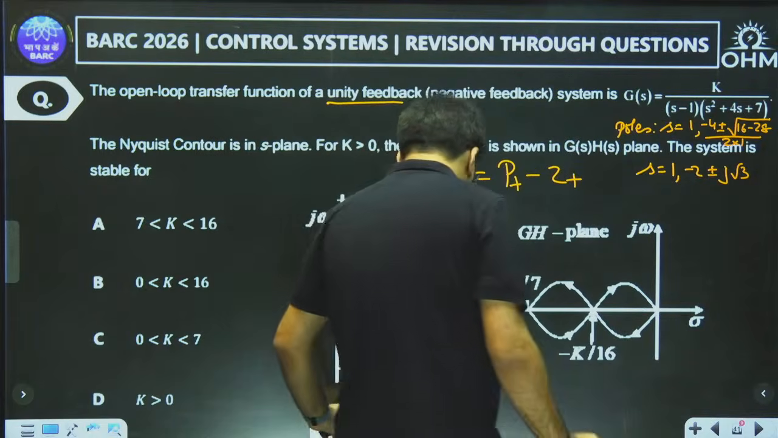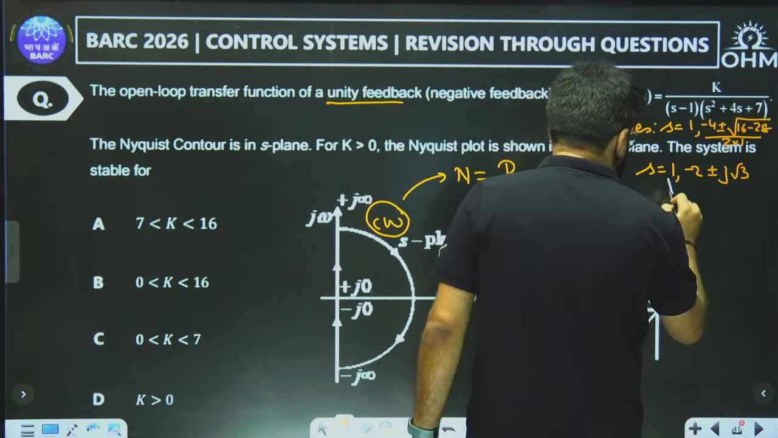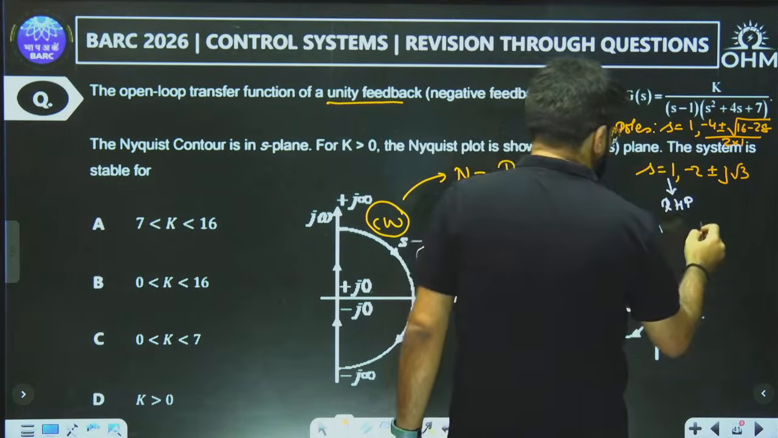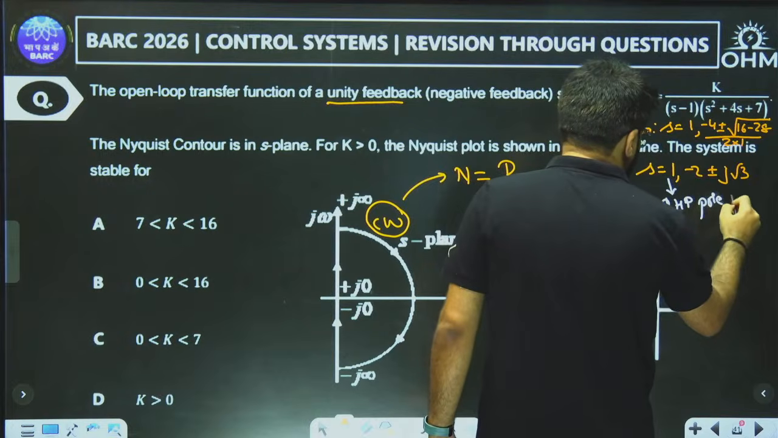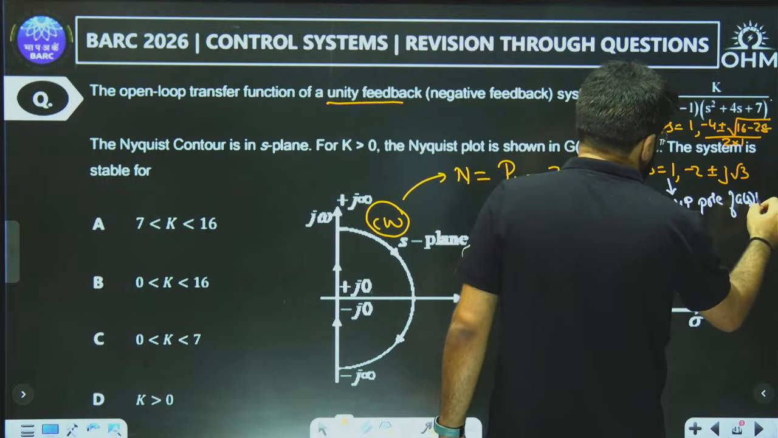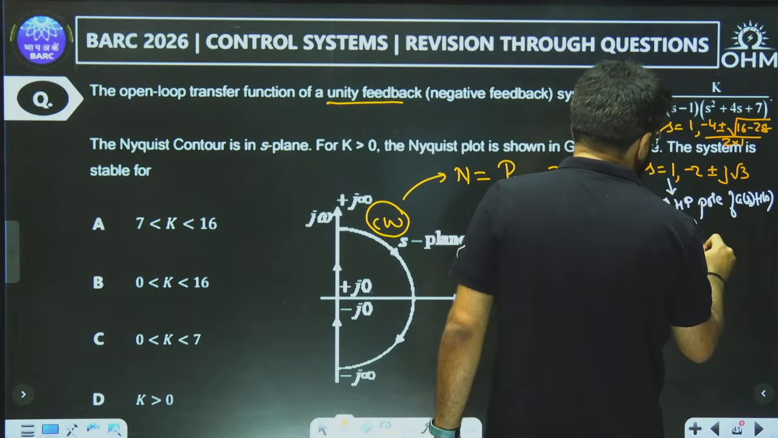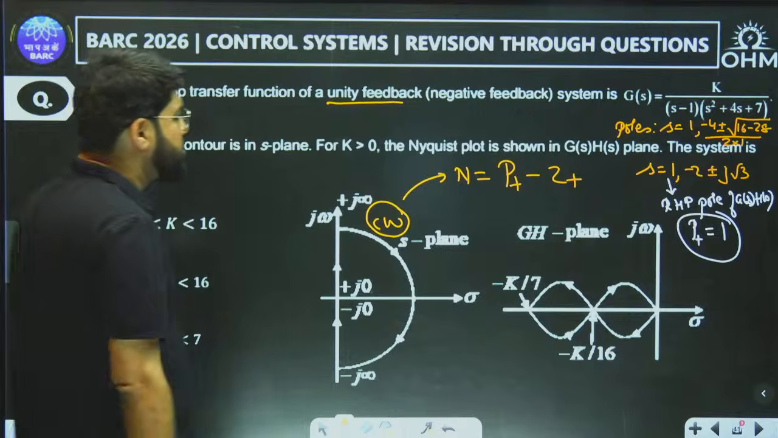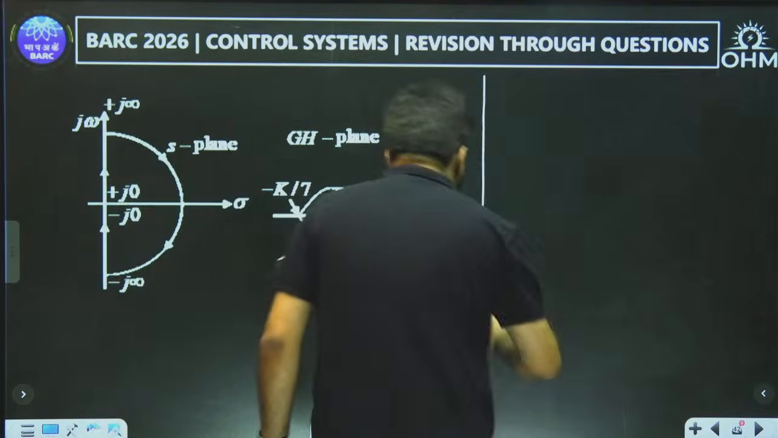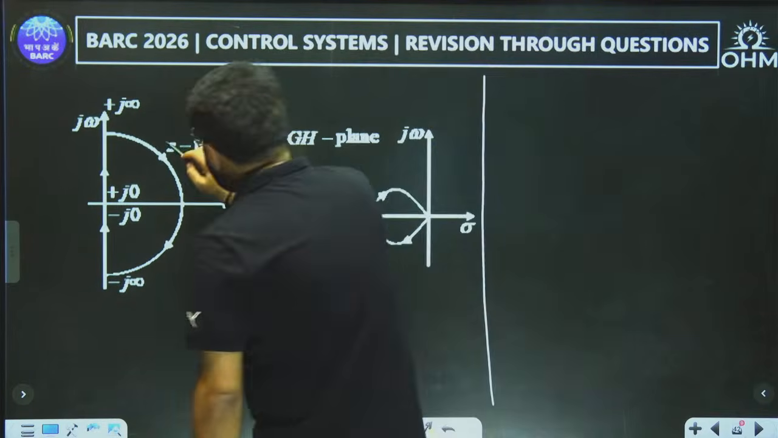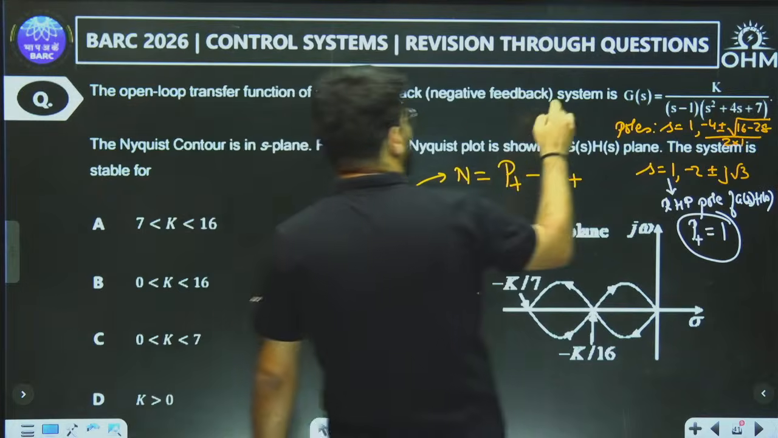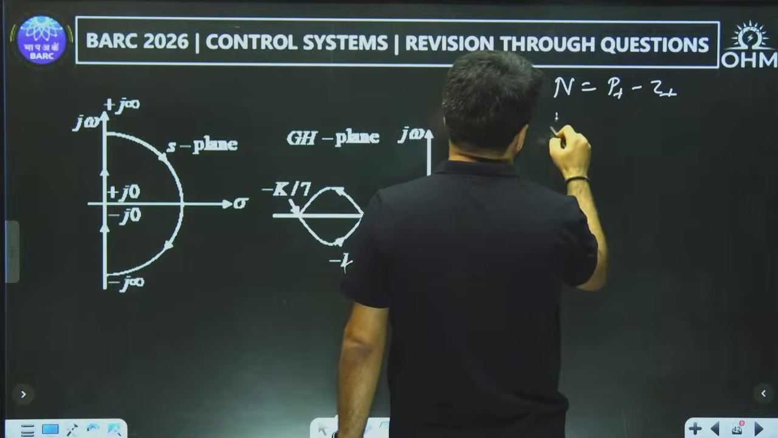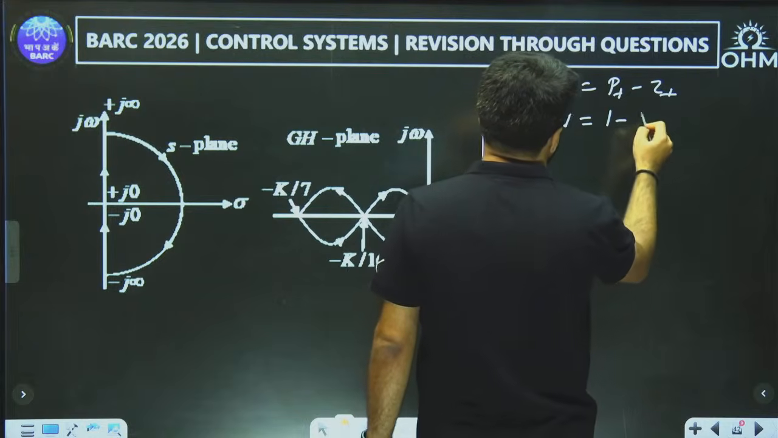Anyway, what is important is this one is in the RHP. This is the pole of GSHS, an RHP pole of GSHS, and that means P plus is available here as 1. So what is the formula I told you? The clockwise Nyquist contour is given, so N equal to P plus minus Z plus. So N is equal to P plus, which is 1, minus Z plus.